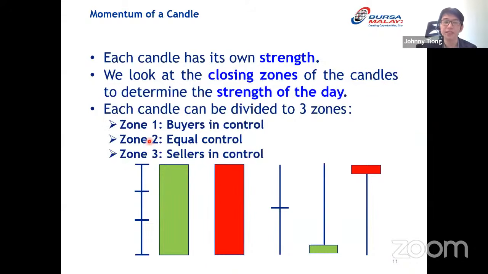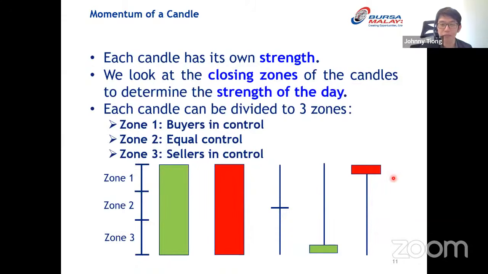Each candle, we can divide into 3 zones. Zone 1, the buyers are in control. Zone 2 is equal control, meaning buyer and seller are the same. Zone 3 is the sellers in control. People might be asking me, how do I determine zone 1, zone 2 or zone 3? The easiest way is by following mathematics. Take the highest point and the lowest point, and we divide by 3.